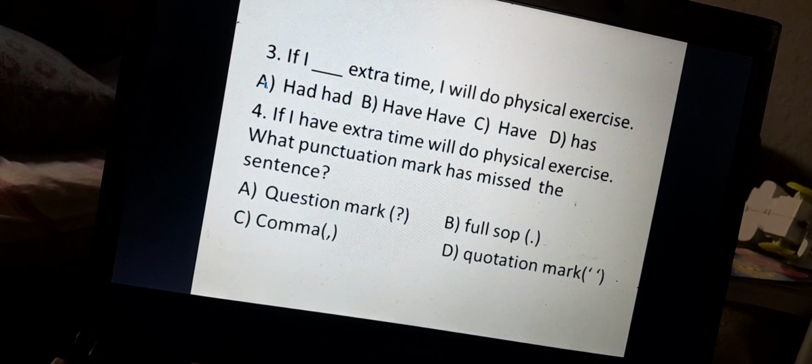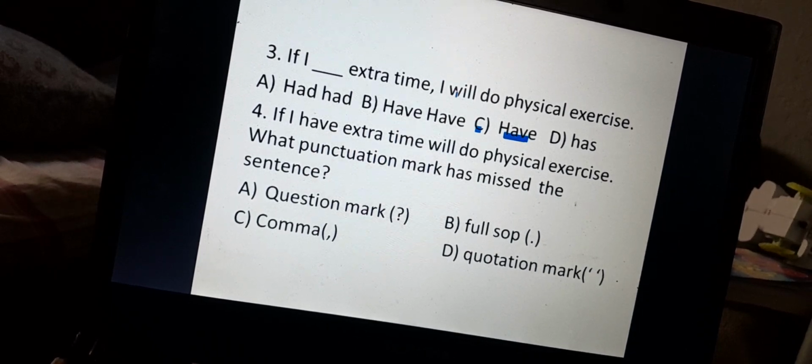For example, it says A, had; B, have; C, have; D, has. So the appropriate option is option C: If I have extra time, I will do physical exercise. So if you have responded just by saying this, you are correct, and thank you for that.